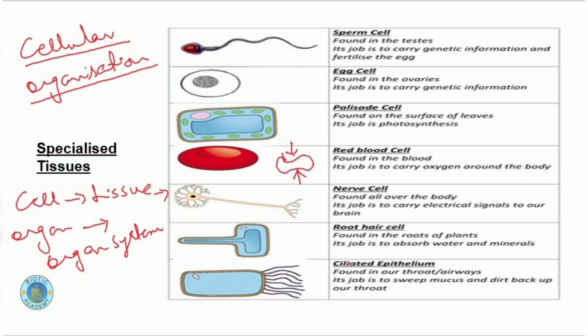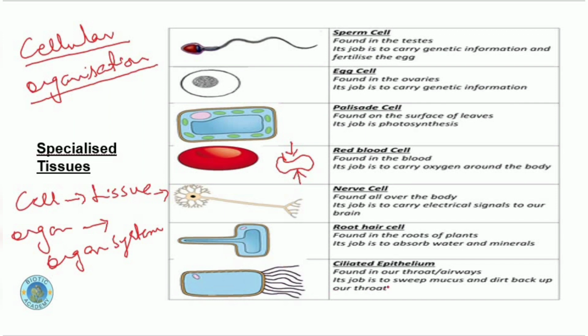Now the next one is the root hair cell. It has adapted itself. It has elongated its cell wall and cytoplasmic extension into the form of a thread, so that it can penetrate deep inside the soil to absorb the maximum water and minerals from the soil.